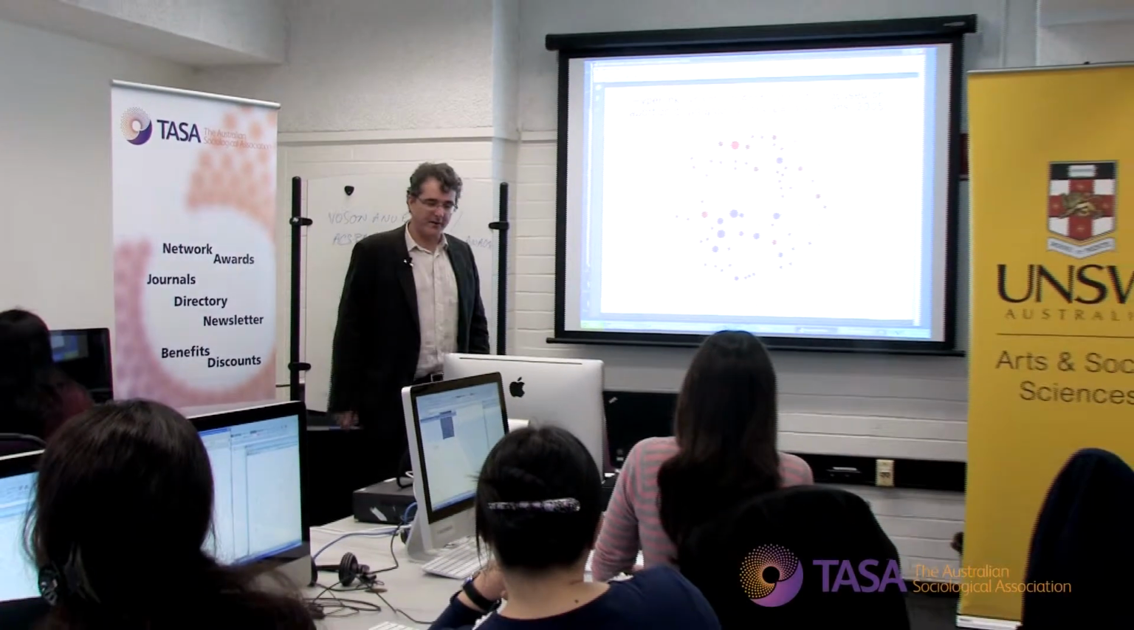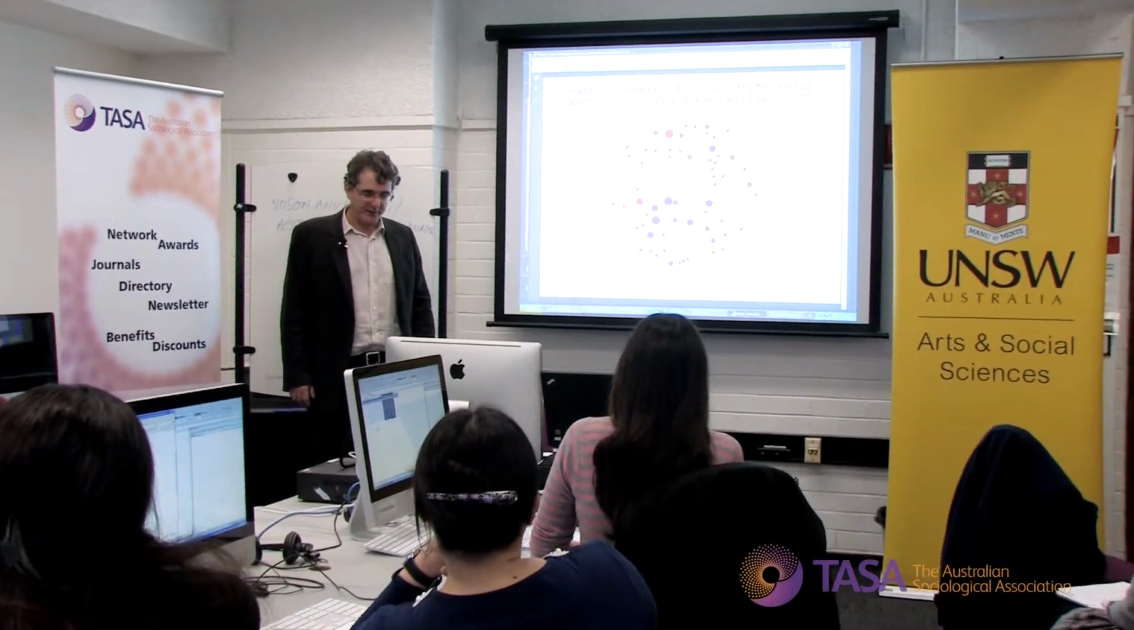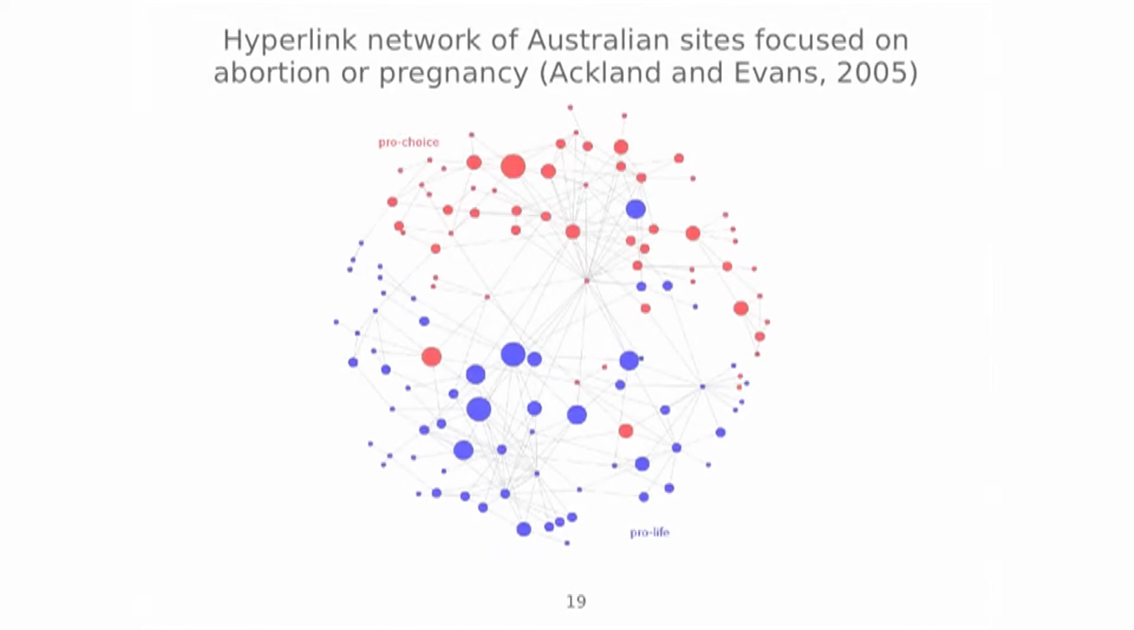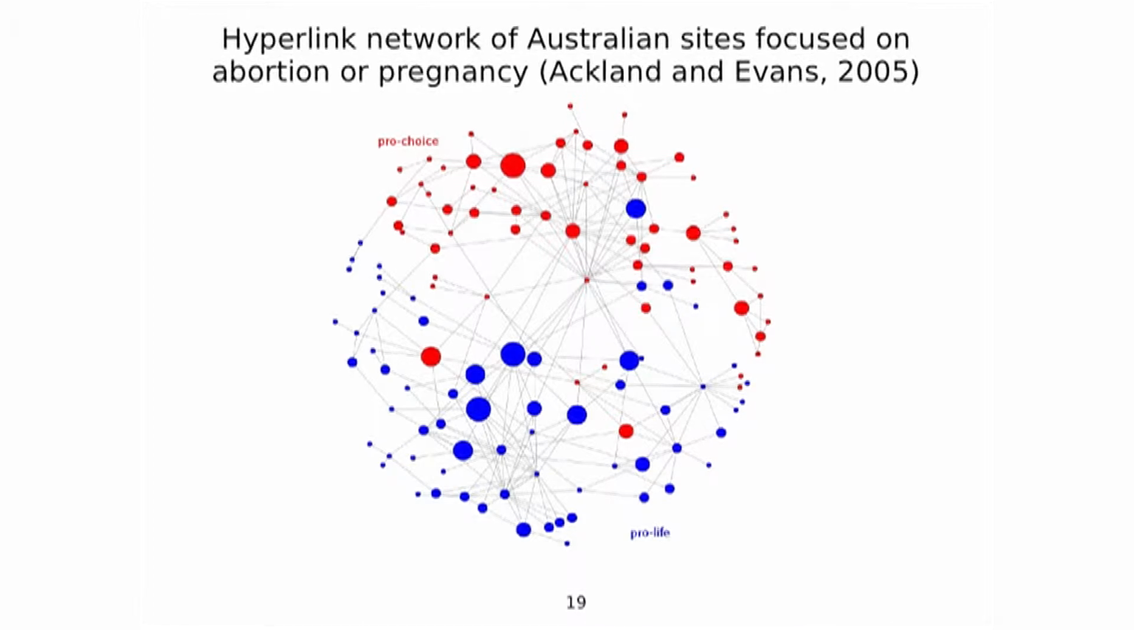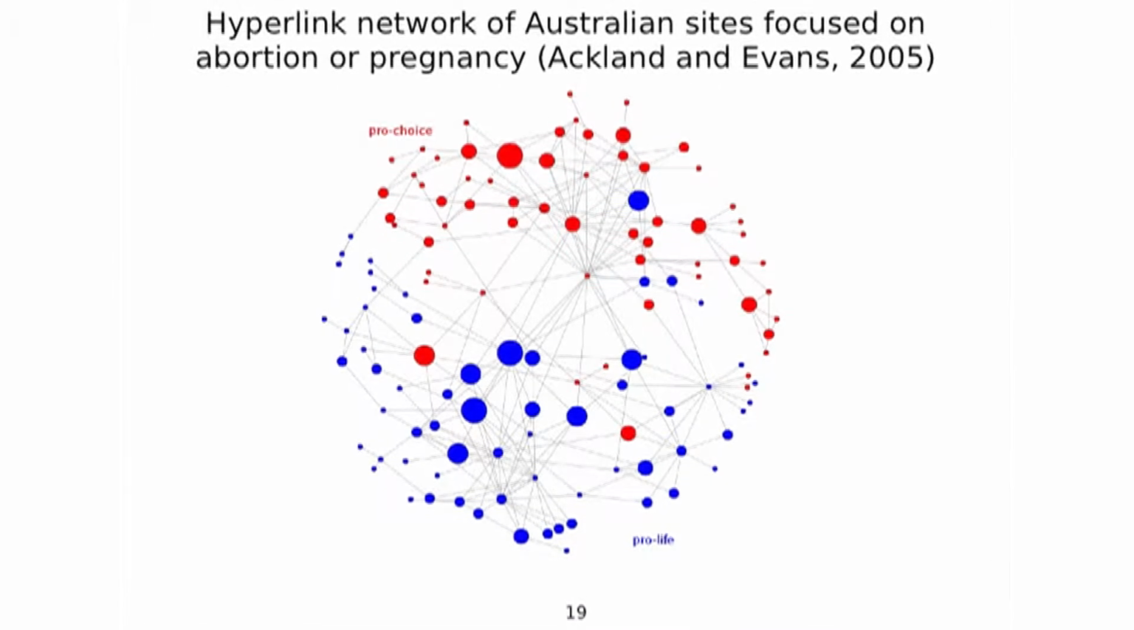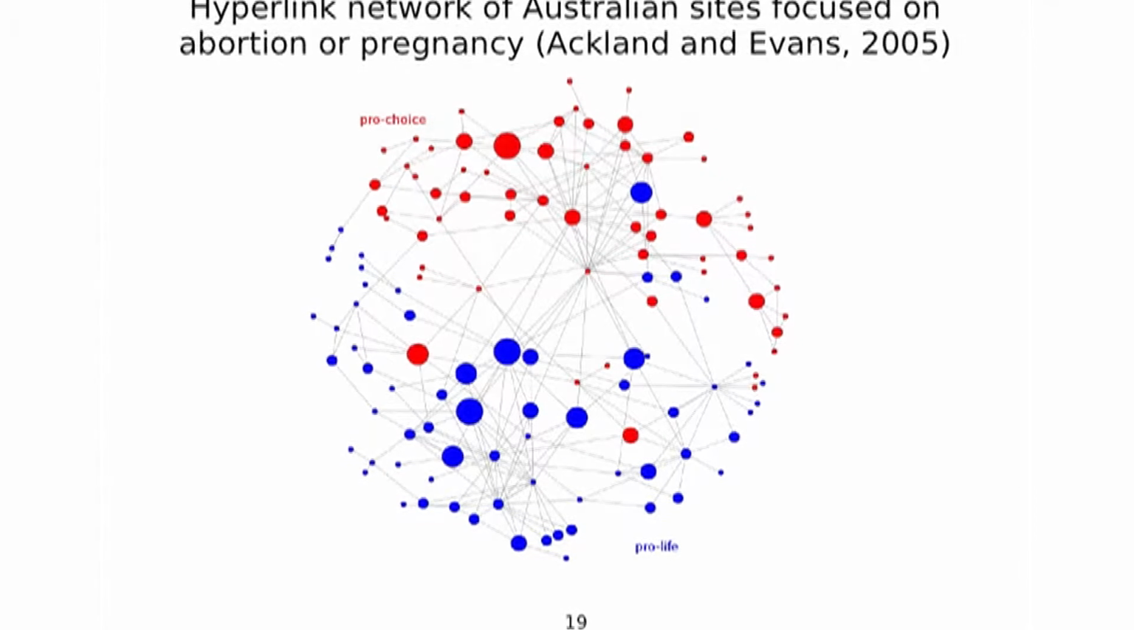And then I hit upon a network map that looked like this. Well, it was actually this. So with a colleague at the ANU, Anne Evans, we decided to look at how organisations who are involved in the abortion debate were connecting to one another on the web.